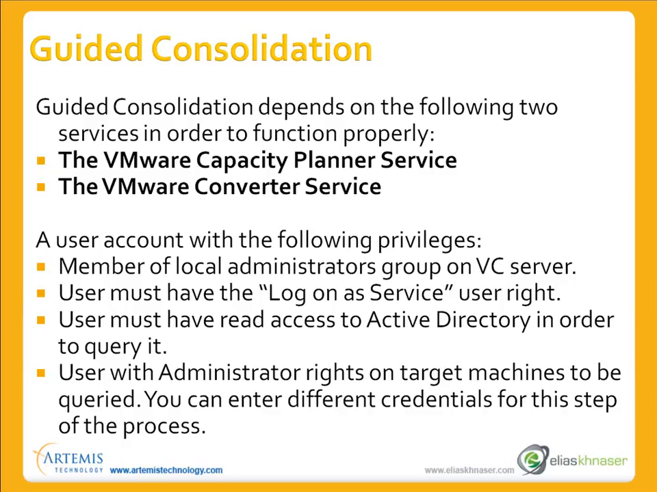So guided consolidation, even though I've said this numerous times during the video, I'm going to repeat it, is basically a toned down version of a product that VMware has called Capacity Planner. What Capacity Planner does is, once you install it in your enterprise, it queries your physical servers for performance metrics. Then it gathers these metrics, analyzes them, and gives you a report of which servers are good virtualization candidates based on the performance metrics it has collected.